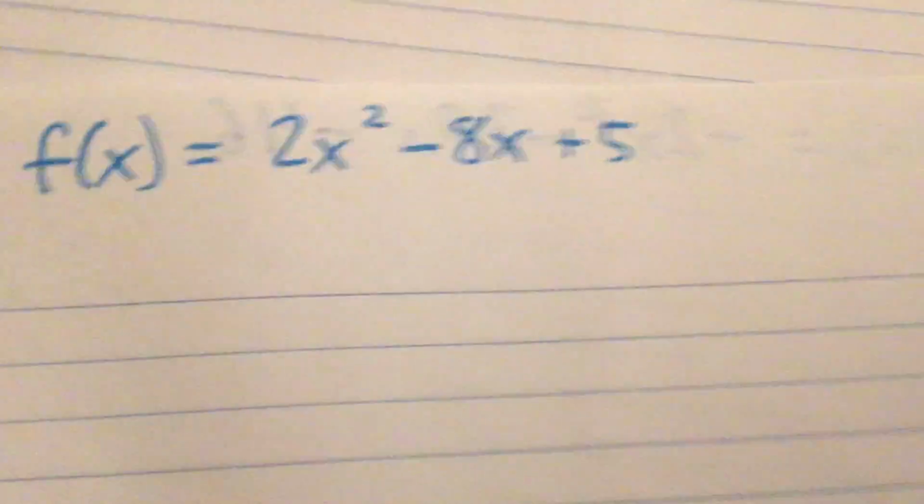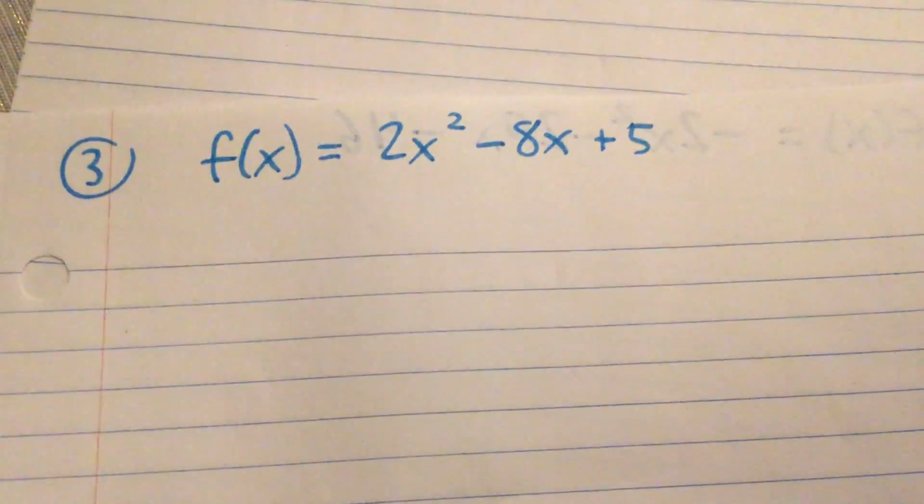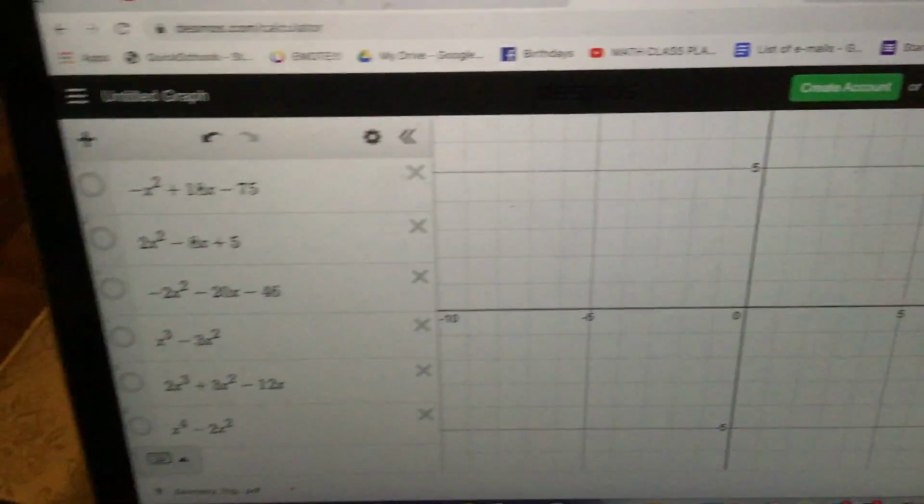All right. Moving on to problem number 3 now. F of x is equal to 2x squared. Oh, I forgot to graph it. Sorry. Now we're going to look at the graph.